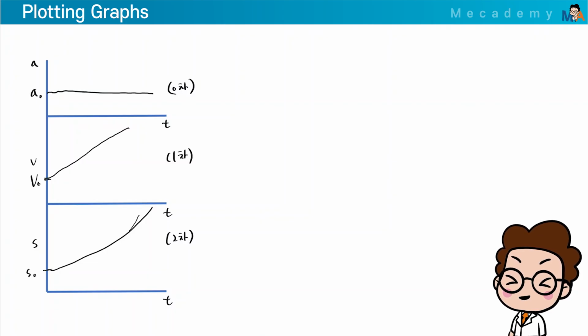First, the AT graph is a constant, a zero, right? A constant value, a zero. Next, we integrate this graph. We'll do an integration. I'll explain how to draw the graphs next time, all right? Today, we're just focusing on the derivation. The area in this AT graph is the change in velocity. Change in velocity. That's delta V, the change in velocity.